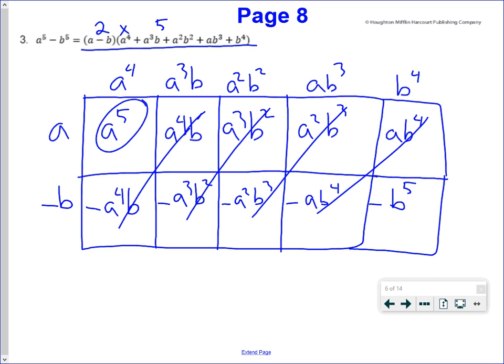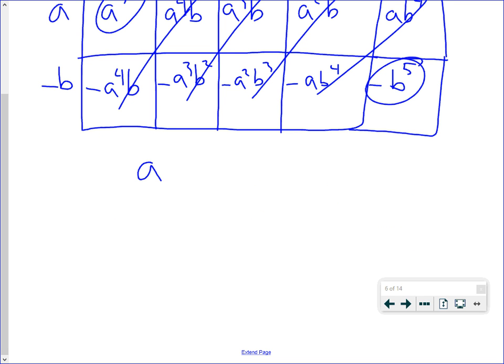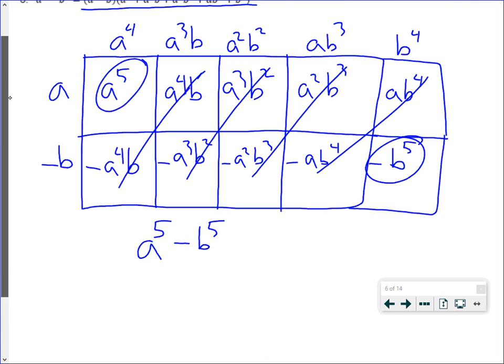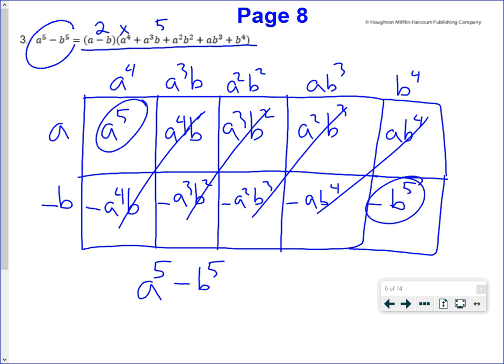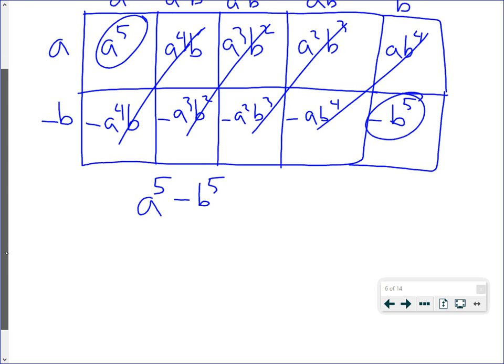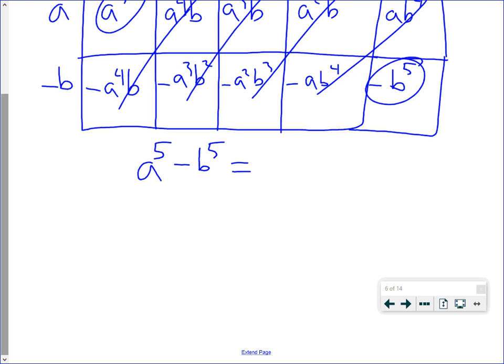So we're left with a to the 5th and negative b to the 5th. So what we're left with is a to the 5th minus b to the 5th, and that's exactly what we wanted from the beginning. We wanted that polynomial to reduce down into a to the 5th minus b to the 5th, which is exactly what we got. So we'll put a check mark next to it. We've proven that this exists.